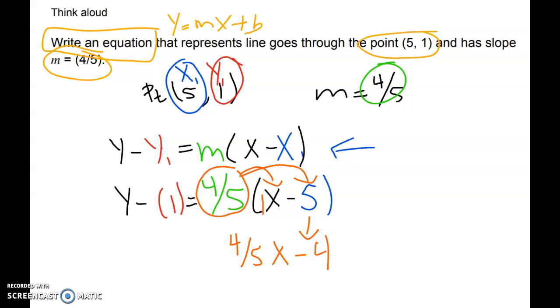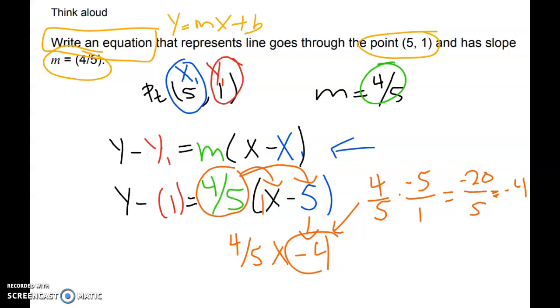You might be asking me, how did I get that -4? I'm going to do the math. So if I did 4/5 times -5/1, remember, if it's a whole number, all I have to do is put it over 1, and all I have to do is multiply. 4 times -5 gives me -20. 5 times 1 gives me 5. I know -20 divided by 5 gives me a -4. And that's how I got -4 for right here.